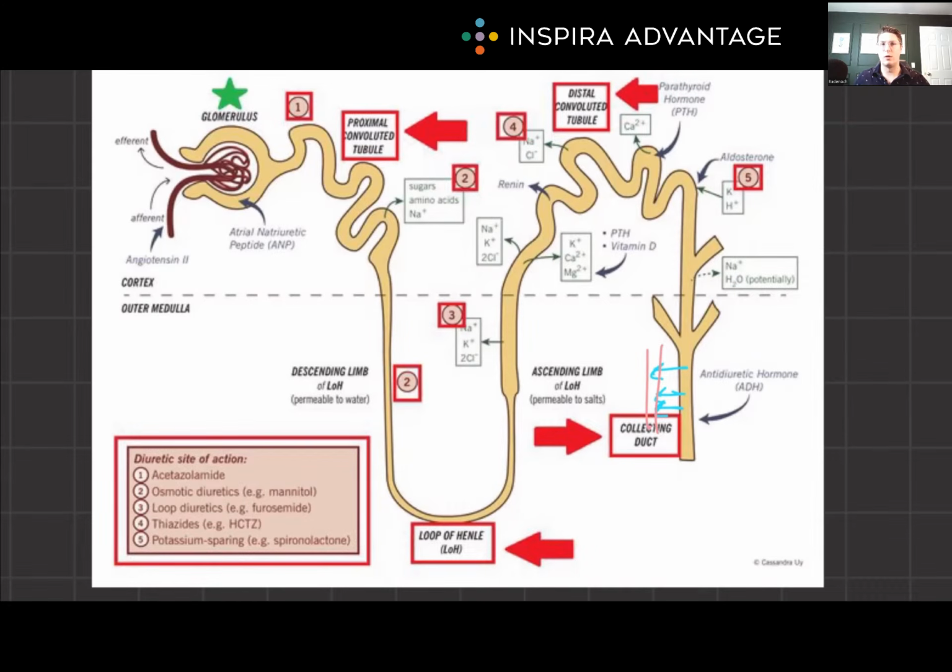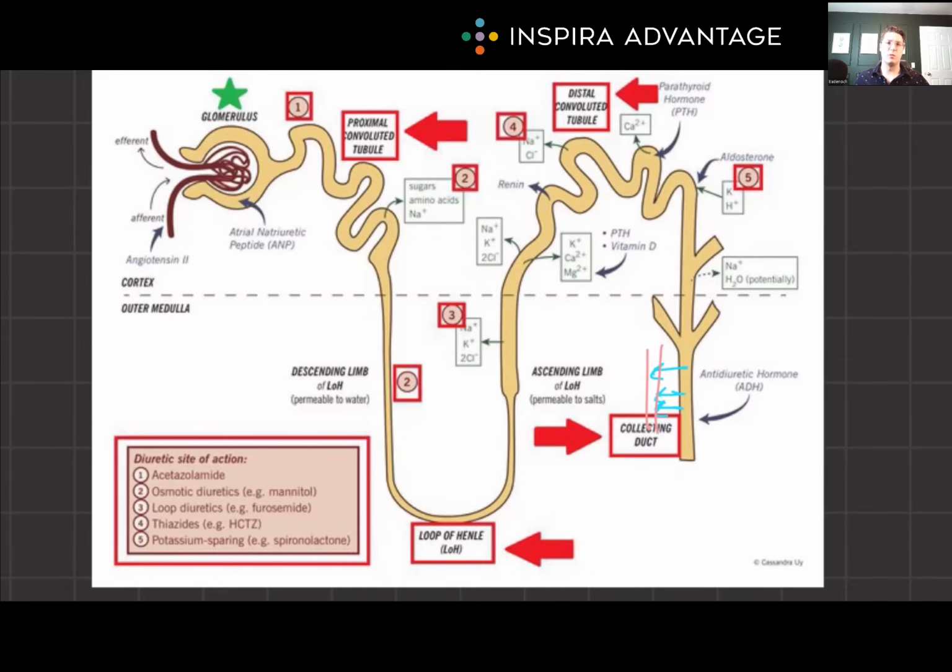Now on to aldosterone, the sodium and potassium regulator. Aldosterone is a steroid hormone produced by the adrenal cortex. It plays a critical role in regulating sodium and potassium levels in the blood. Its secretion is stimulated by the renin-angiotensin system, specifically by angiotensin II, and elevated potassium levels in the blood.